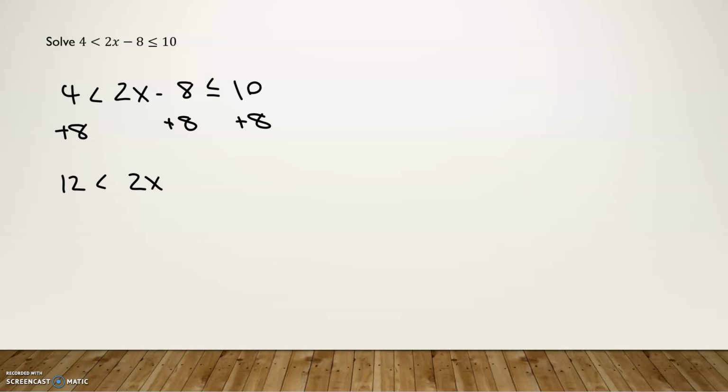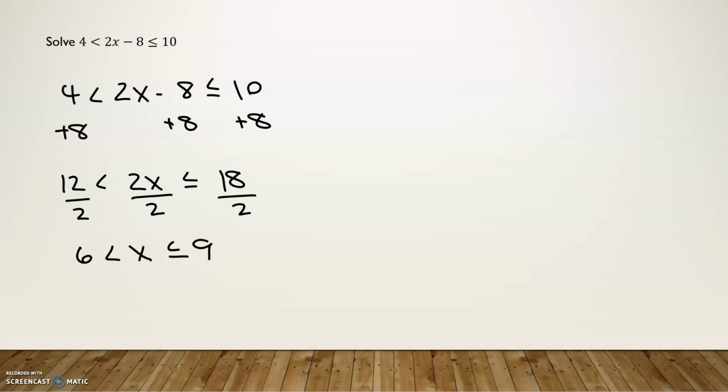You've got two inequalities, and they don't have to be exactly the same. They can be different from each other. But what I like to do is keep it intact and work it as one whole inequality. So 4 less than 2x minus 8 less than or equal to 10. I'm going to add 8 to every part, so we get 12 over here, 2x, and 18 over here. Then I'm going to divide everybody by a positive 2, so nothing flips. So I get 6, x, and 9.